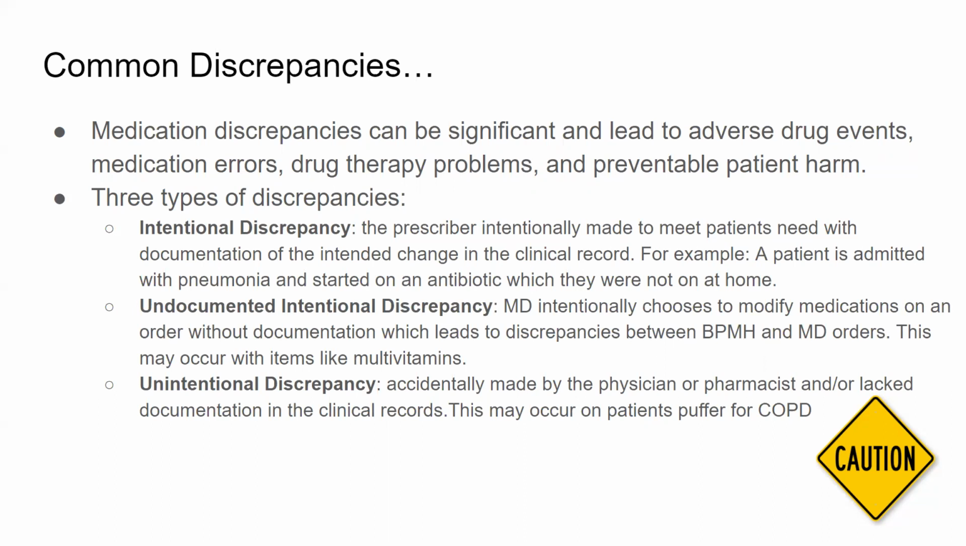And the third type is an unintentional discrepancy, which is accidentally made by the physician or pharmacist or lacks documentation in the clinical records. An example may be a patient's puffer that they were taking for COPD.